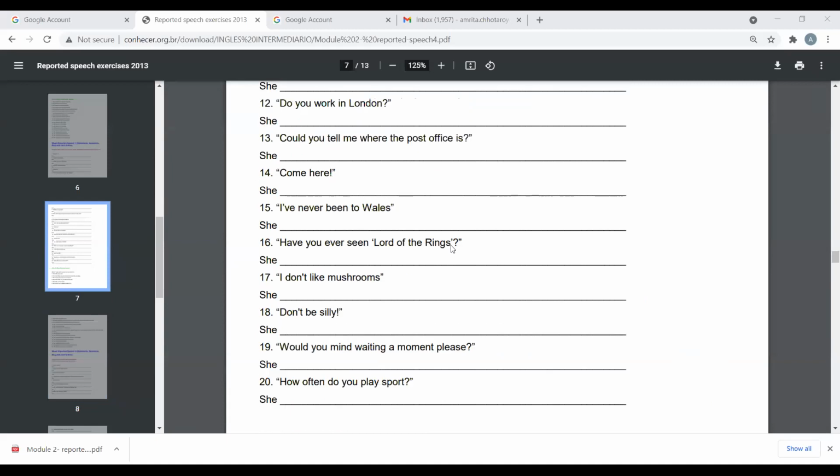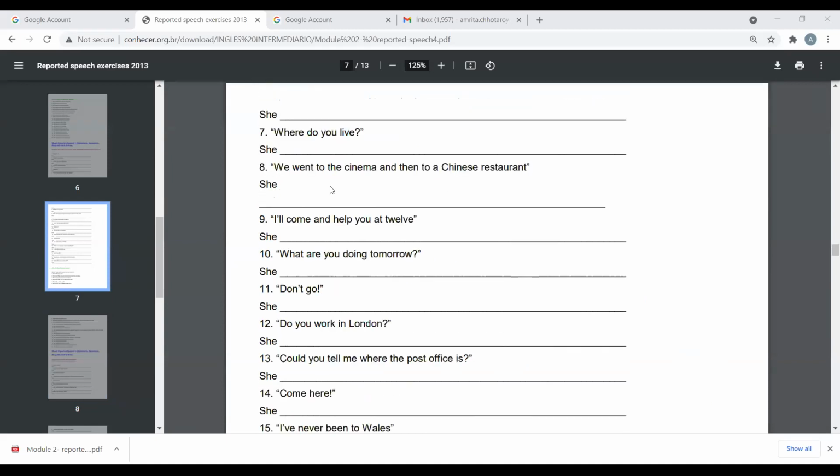Number eight, let's see what's number eight. We went to the cinema and then to a Chinese restaurant. No, she will not advise you to be quick. She can ask you to, or she can order you to, not advise. You don't advise somebody to be quick, okay?